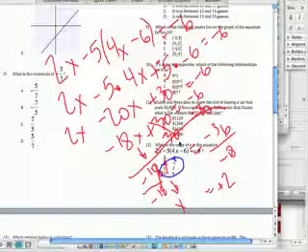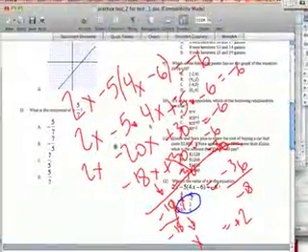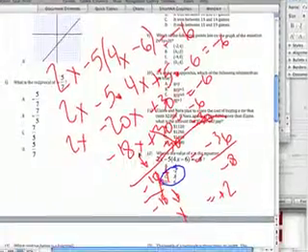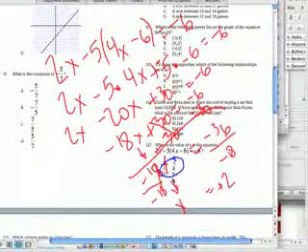So this is a distribution and solving equation problem. In order, your first step is to write out your multiplication. Then your second step is to multiply. Then your third step is to add like terms. Then your fourth step is to solve for x. I hope this helps.